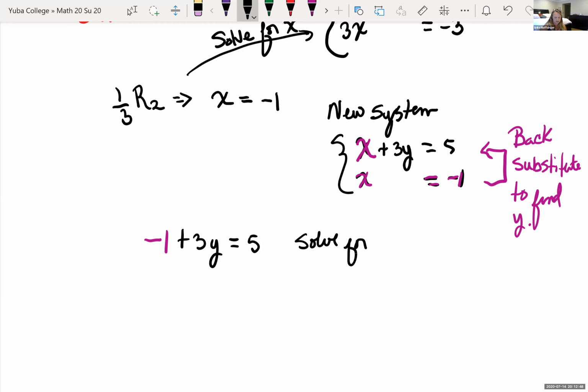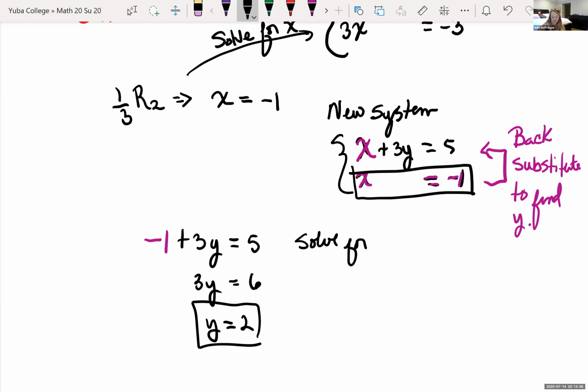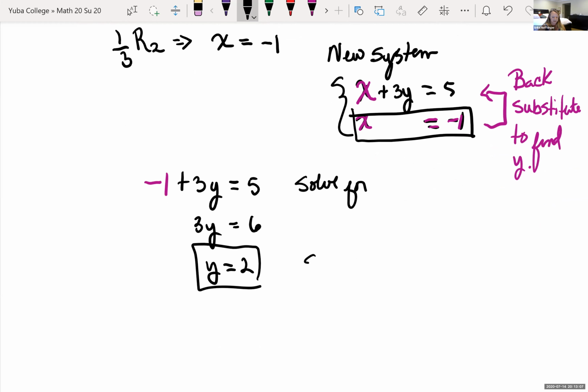We add 1 to both sides. We get 3y equals 5 plus 1, which is 6. Divide by 3, or same thing as multiply by 1/3. We get y is 2. So our solution, if we graphed those two lines, we would see that they intersect at the point -1, 2.